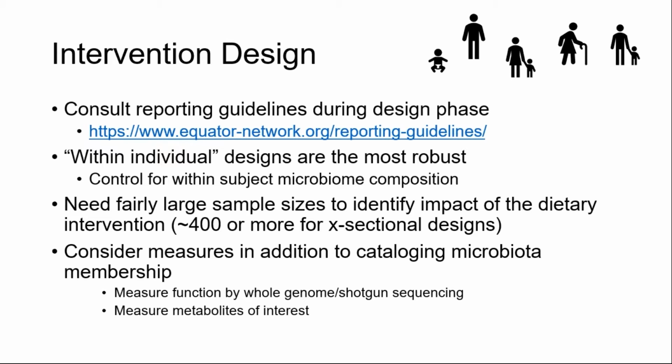And lastly, the example also hopefully solidified for you that considering measures in addition to just cataloging the microbiota membership, such as function using whole genome shotgun sequencing or specific metabolites of interest, may make it easier to detect the impact of the intervention you are conducting.